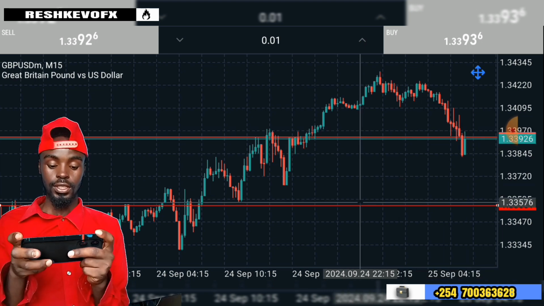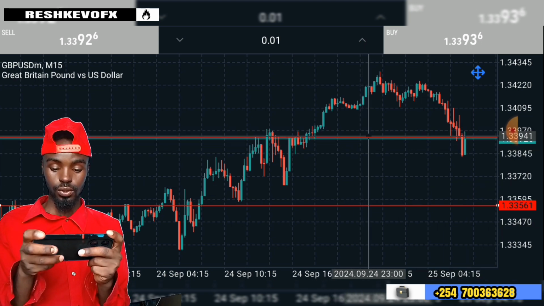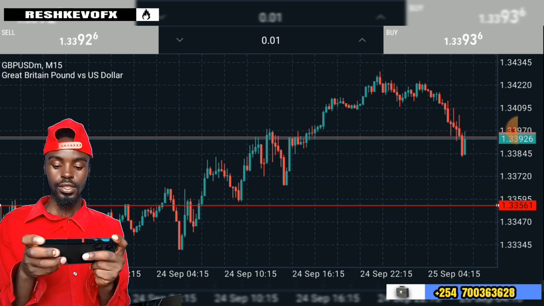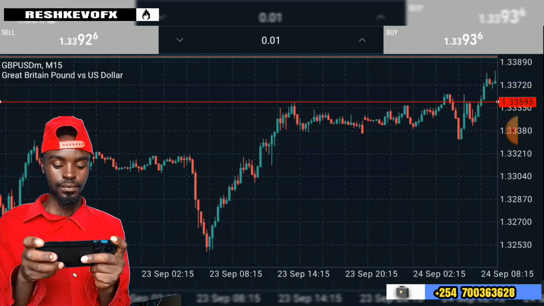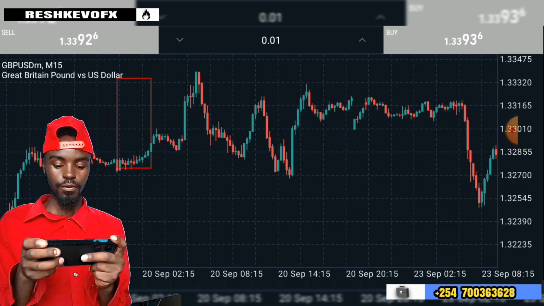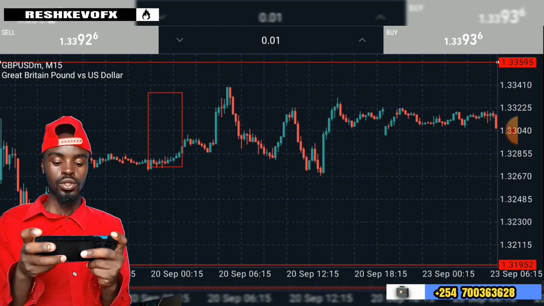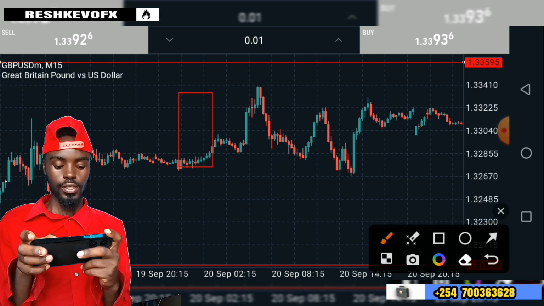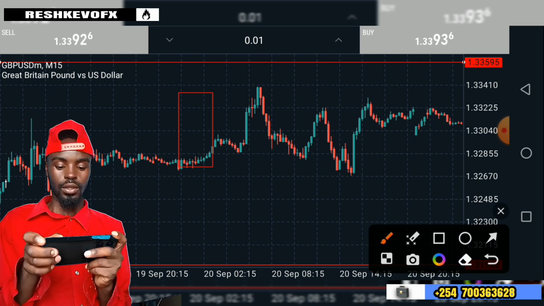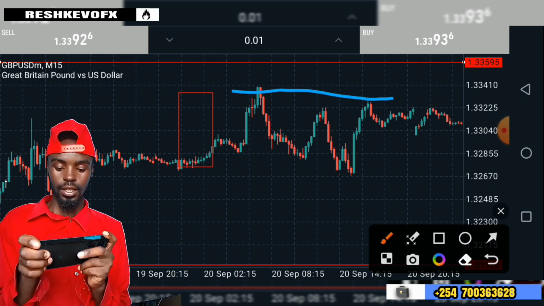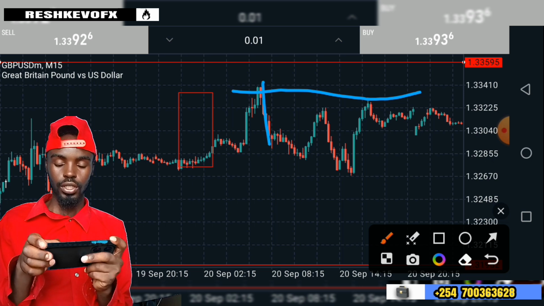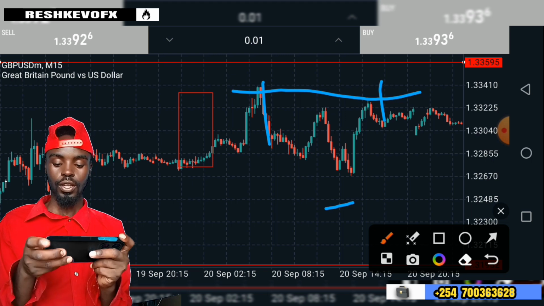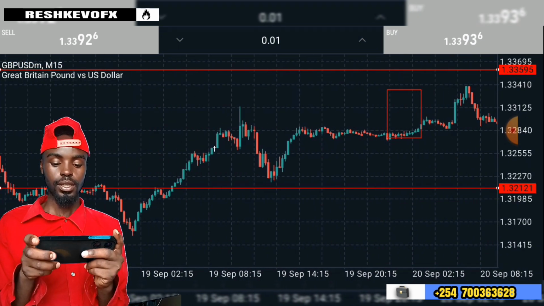So this is another. Let's look for a supply zone. For a supply zone, let me zoom in clearly so you can see. This is a very good supply zone. So let me show you. For a supply zone, guys, you can draw a line here. When the market comes to this point, it reverses. At this point, it reverses. That is an example of demand and supply.